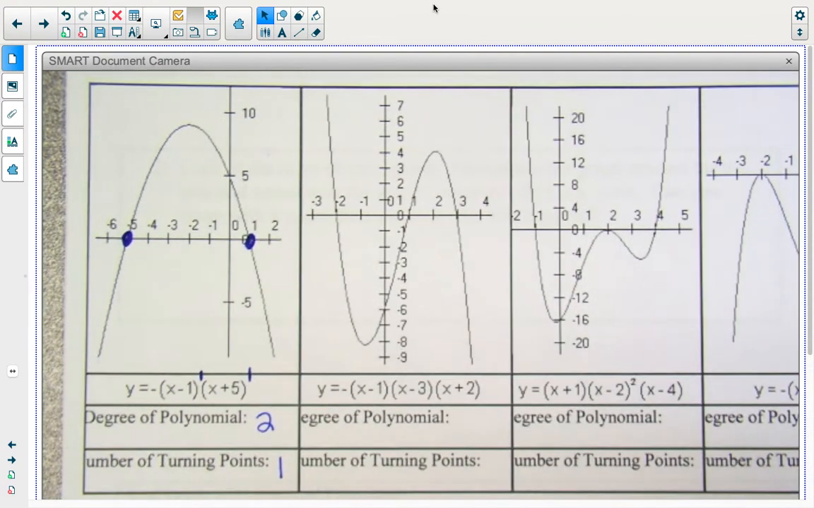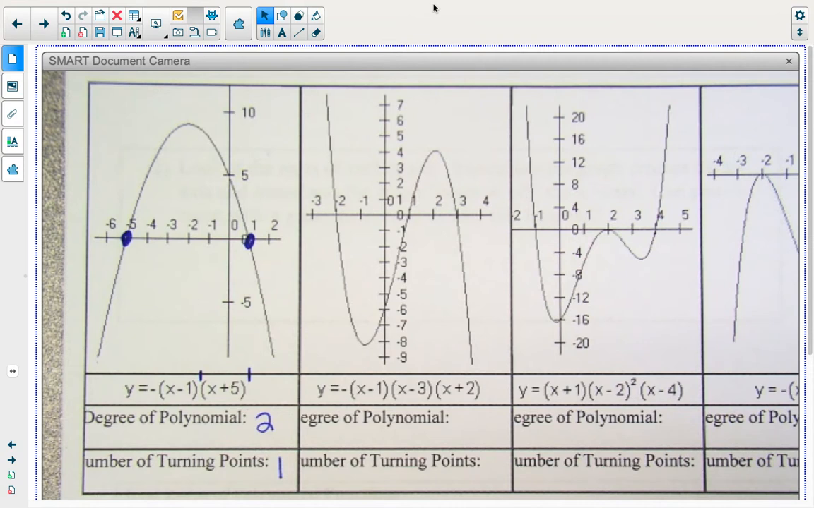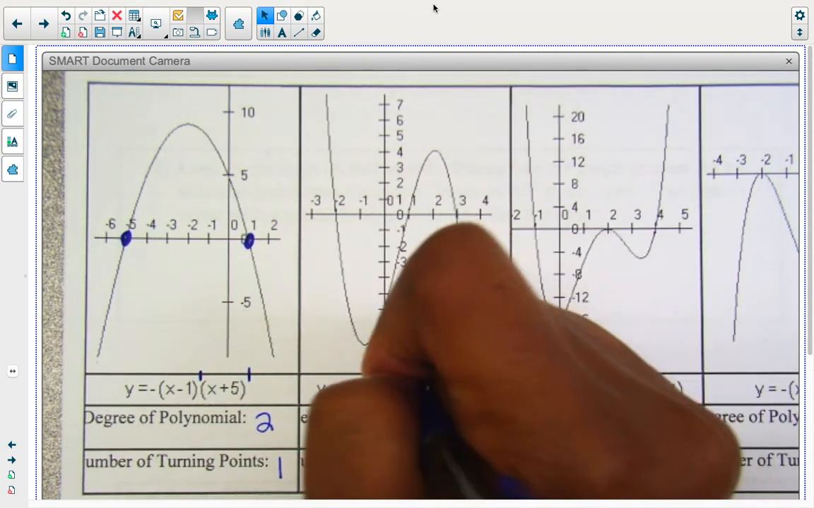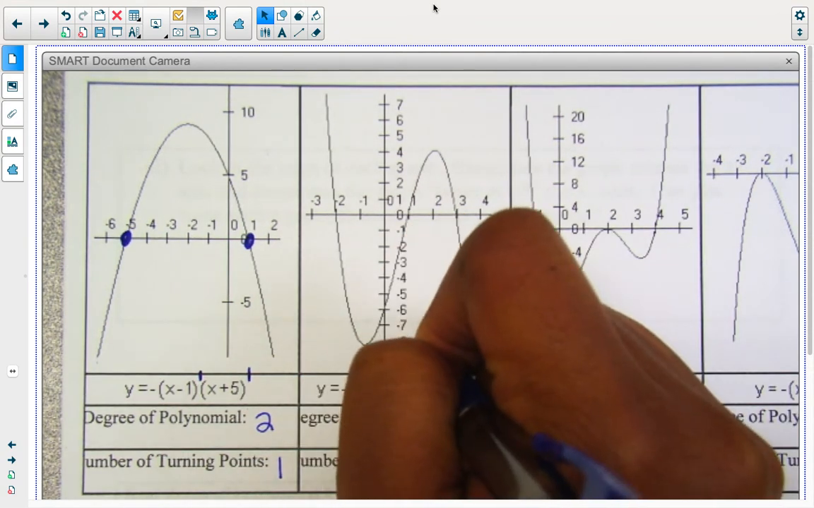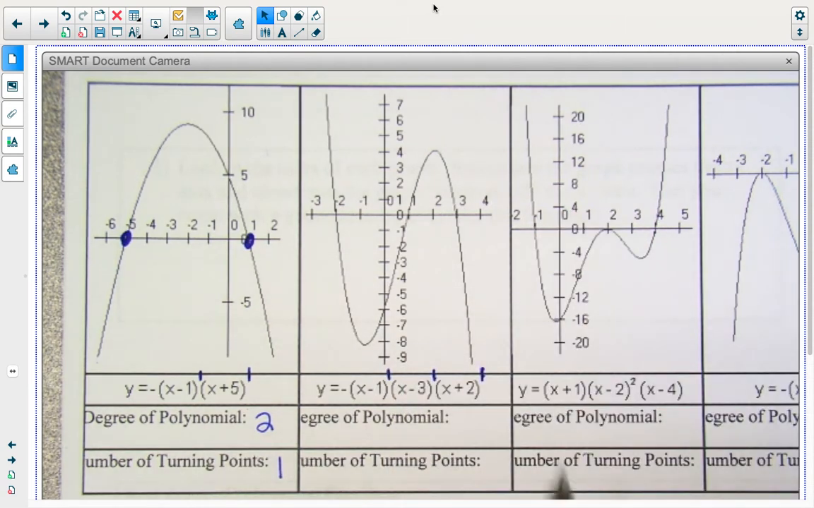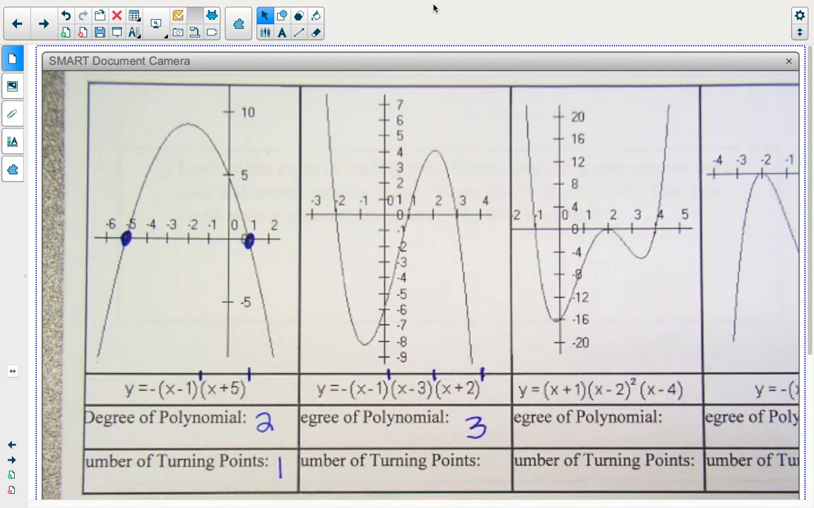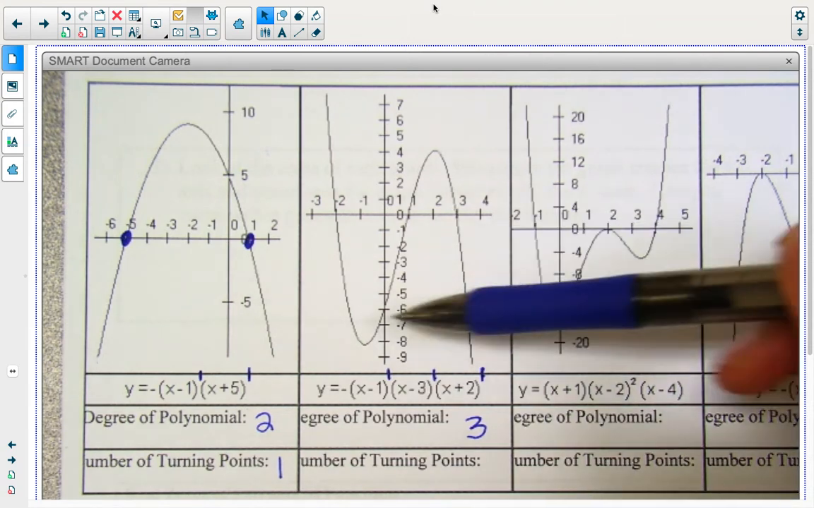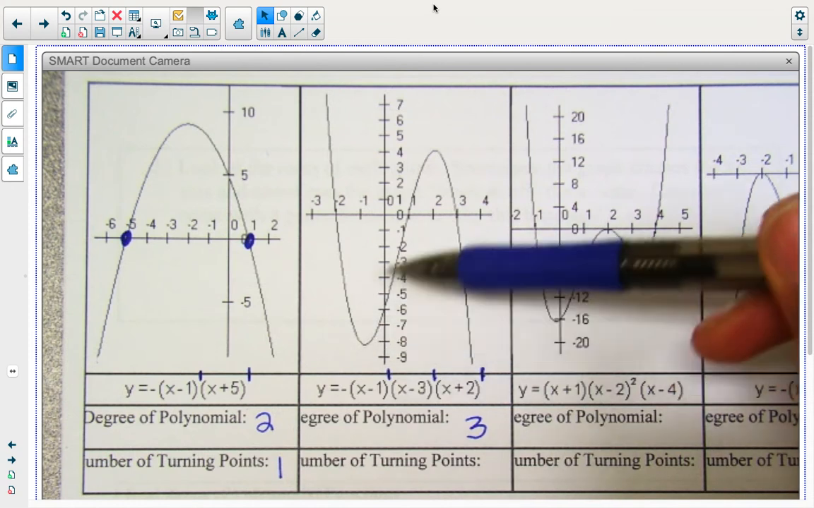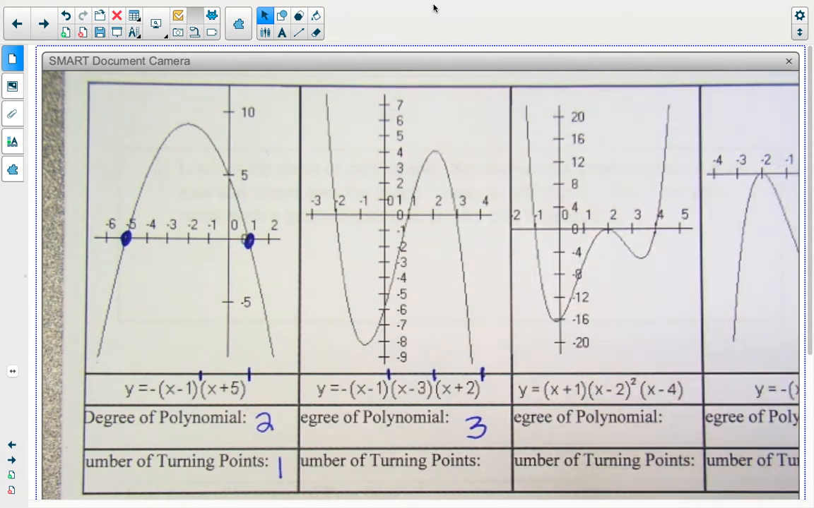Okay. The second one is a cubic function, and I know that for a few different ways. Even though I don't see the exponent up there, I know it's an understood exponent of 1, so it crosses 3 times. So my degree is 3. I also know my number of turning points. There's one turning point down here, and then there's another turning point up here. So there are 2 turning points, 2 times where it changes directions.